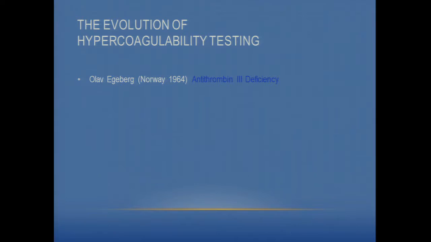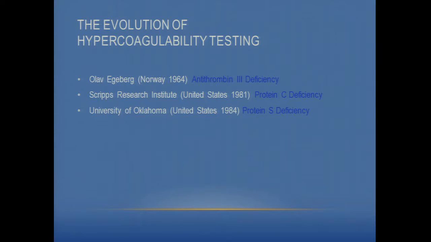The next step in the evolution of hypercoagulability testing came in the United States in the early 80s. Again, protein C and protein S were not identified at this time, but it was the first time that it was identified to be an inherited disease-causing state. And again, it was identified because people were looking at families who had a significant history of venous thrombosis and multiple family members, and they were able to isolate these protein deficiencies at the time.